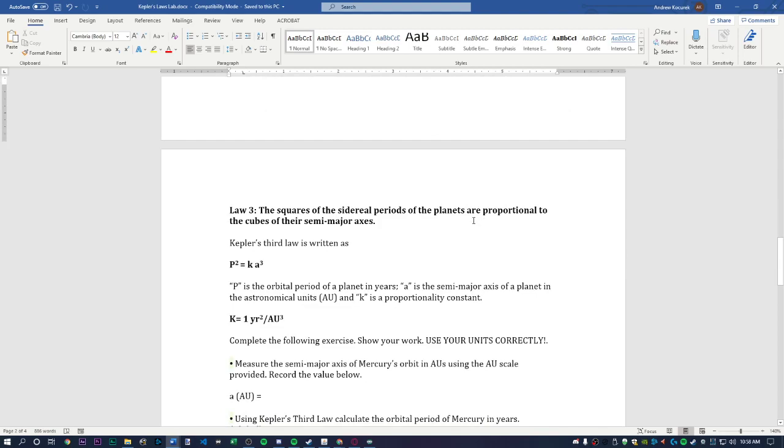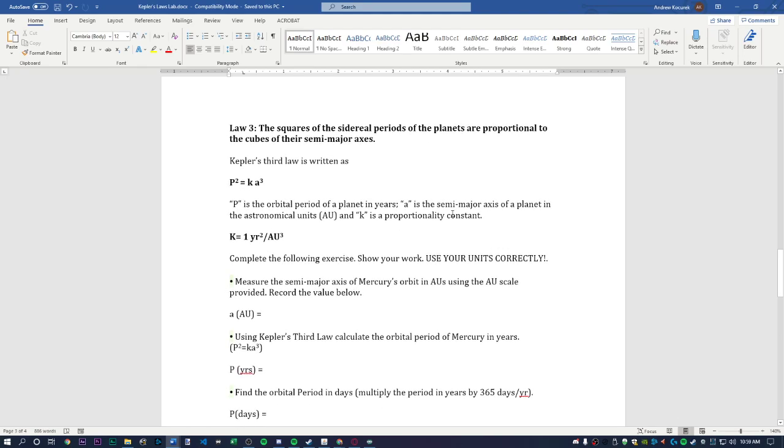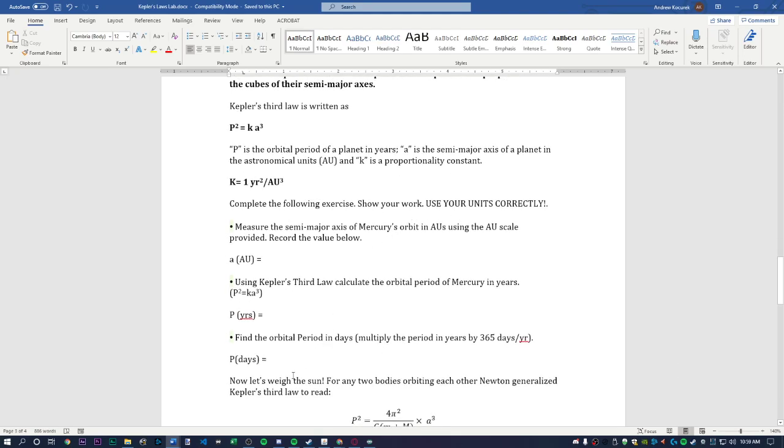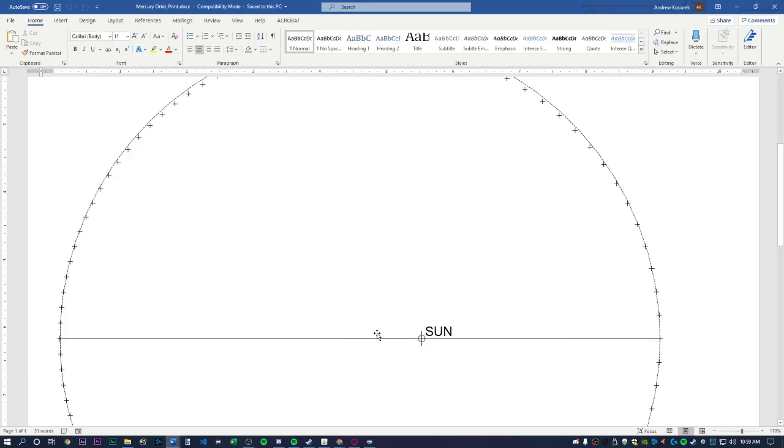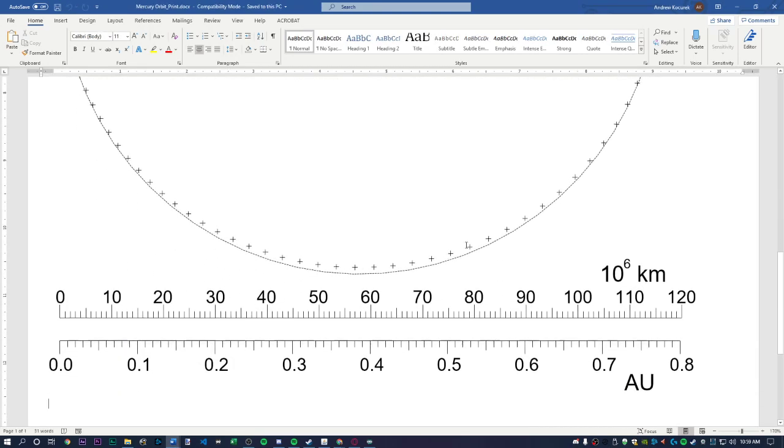And then finally, law 3 is the harmonic law, which says that the square of the period is proportional to the cube of the semi-major axis. The semi-major axis is half of the major axis. So whatever you measure your major axis as, it's going to be half of it. So here, whenever you measure your axis, let's go back to the orbit. You're going to have to use this scale.